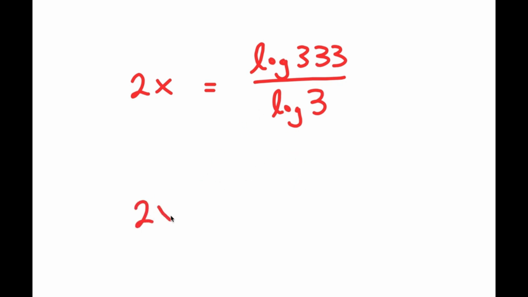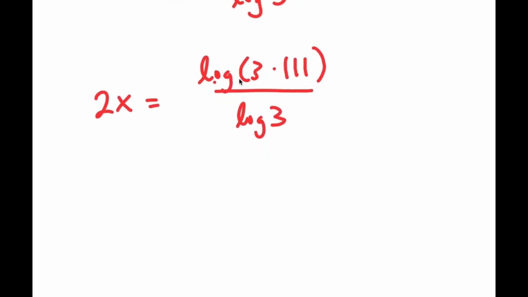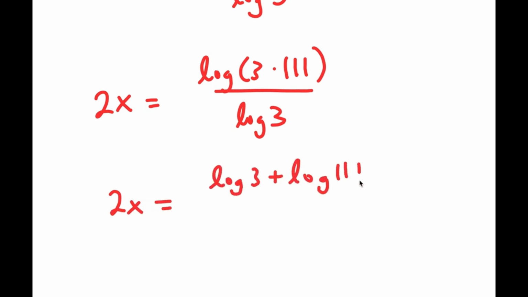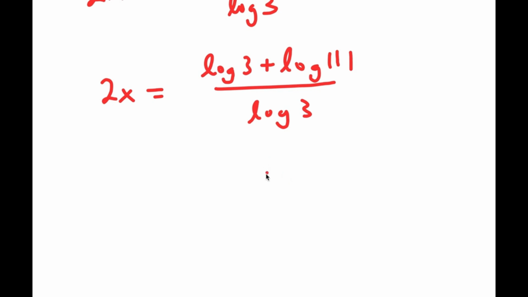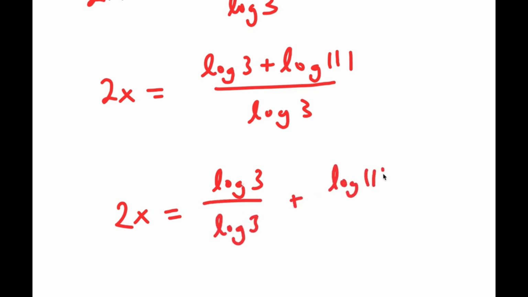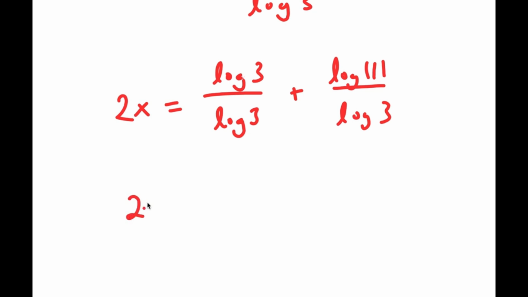Now I'm going to rewrite log 333 as log of 3 times 111. And if I have something in this form, this is the same thing as log 3 plus log 111. Now this is the same thing as log 3 over log 3 plus log 111 over log 3, which is equal to 1 plus log 111 over log 3.